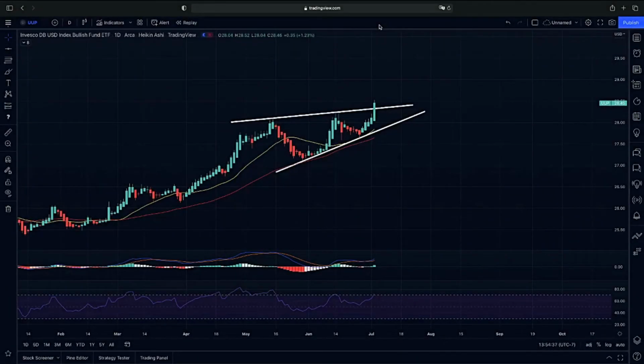So I'm going to go with you guys in the S&P 500. Again, this is the SPY. As you guys can see, we're looking at the dollar here. We do have an ascending wedge that we have been tracking. And as you guys can see, we did just break above this ascending wedge.